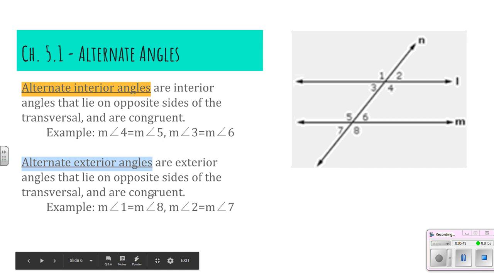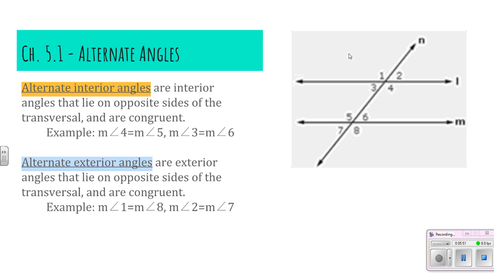Okay, we're going to add a word to this. It's the same picture. We haven't changed the picture, but we're just going to add a word to this. We're going to start, first of all, with our interior angle. So focus here on interior, which means we're still looking at 3, 4, 5, and 6. We're still looking at these 4 that are inside the parallel lines. Okay, but now we're adding this word alternate.